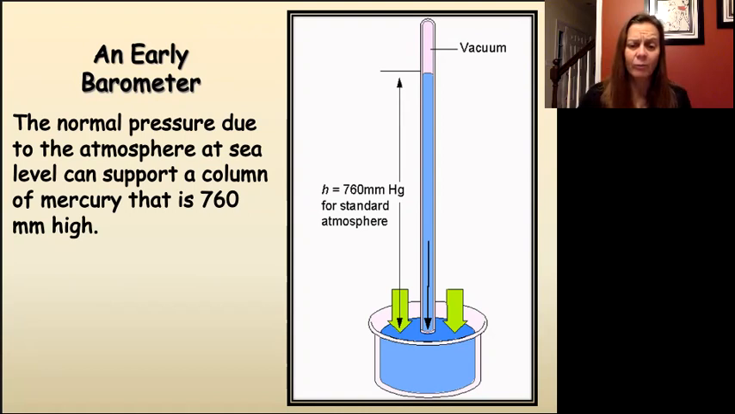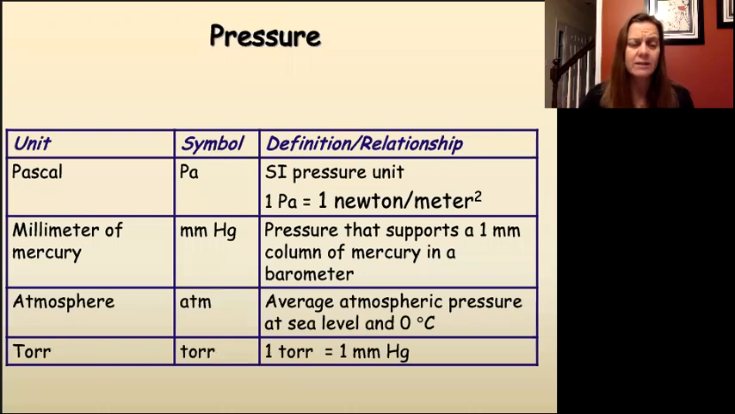So we have a lot of different ways of measuring pressure. We have a lot of different units. The one we'll use most commonly in the chemistry classroom is the atmosphere, but you'll also hear me refer to millimeters of mercury and torr, which are the same thing. A millimeter of mercury is the pressure that supports a 1 millimeter column of mercury in a barometer. Torr is named for Torricelli. It is exactly the same as a millimeter of mercury. And then we have pascals, which are actually the SI pressure unit, but a pascal is actually a very small unit, and so very often we use kilopascals.